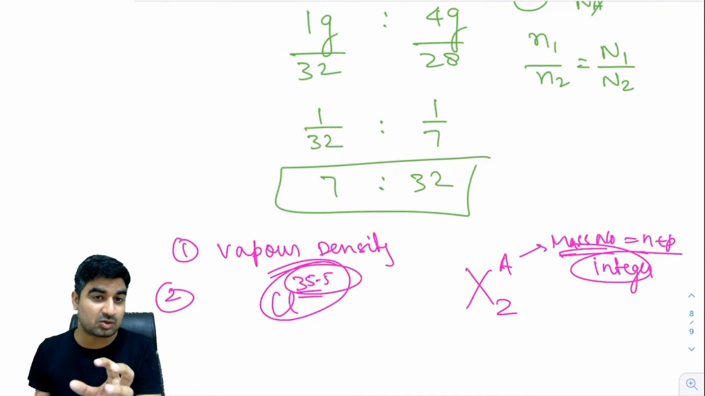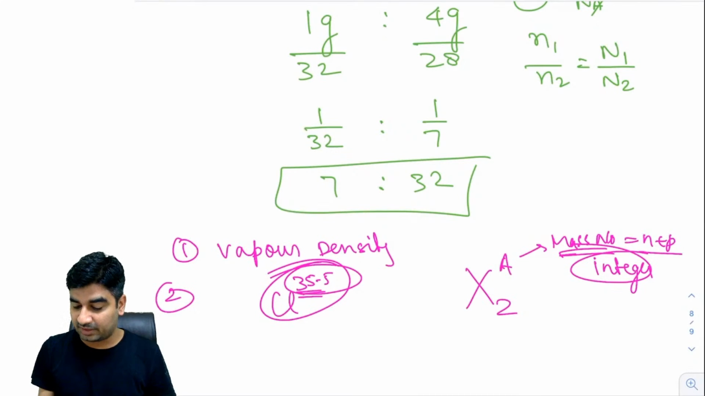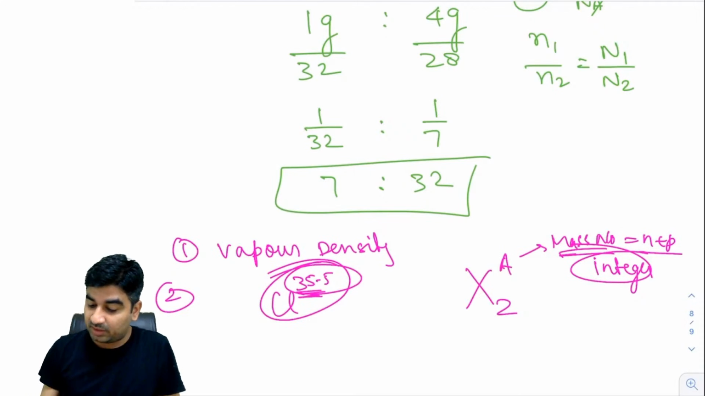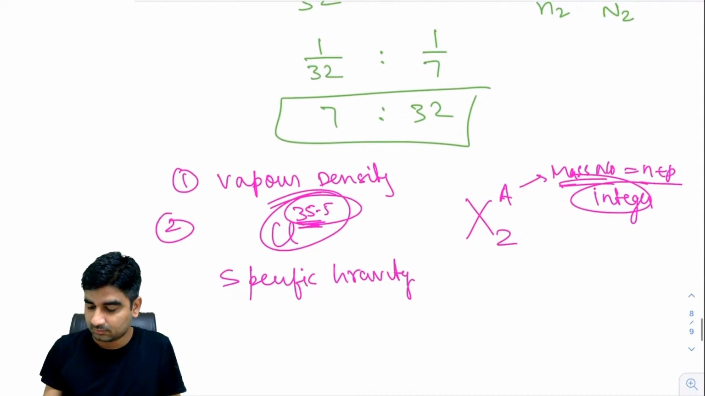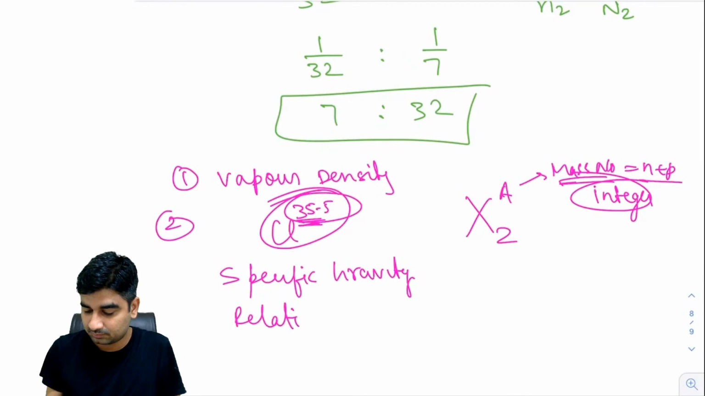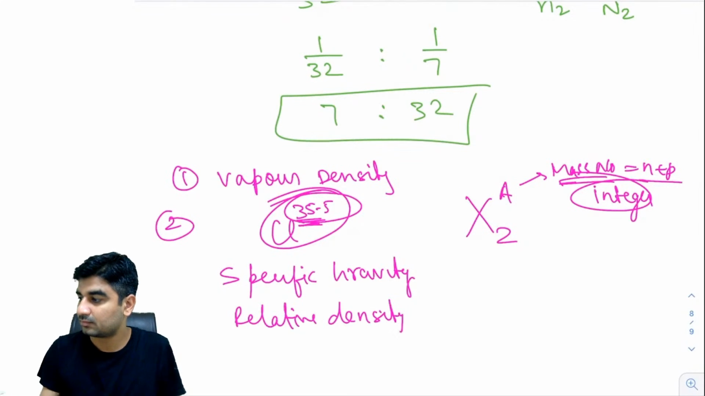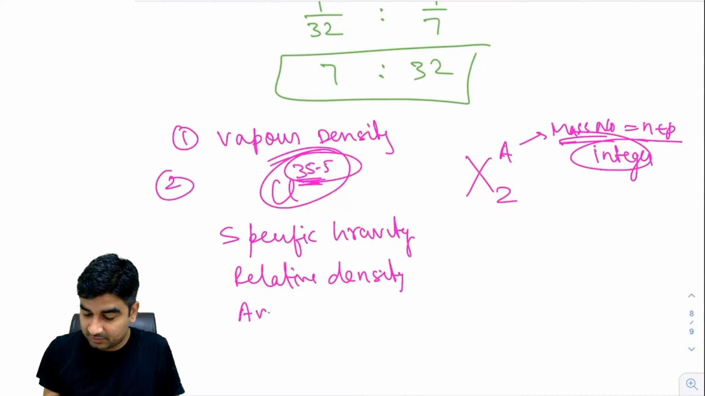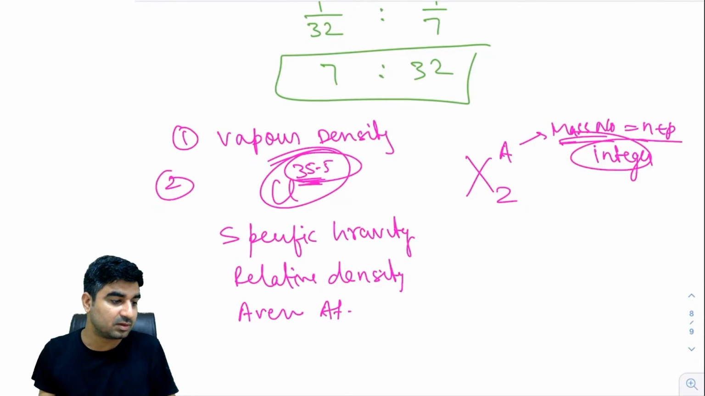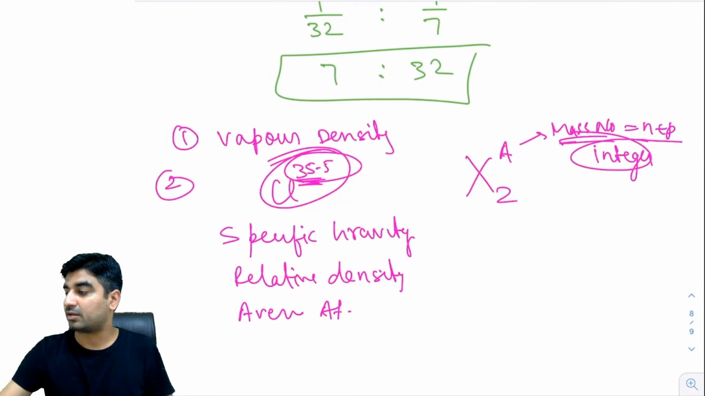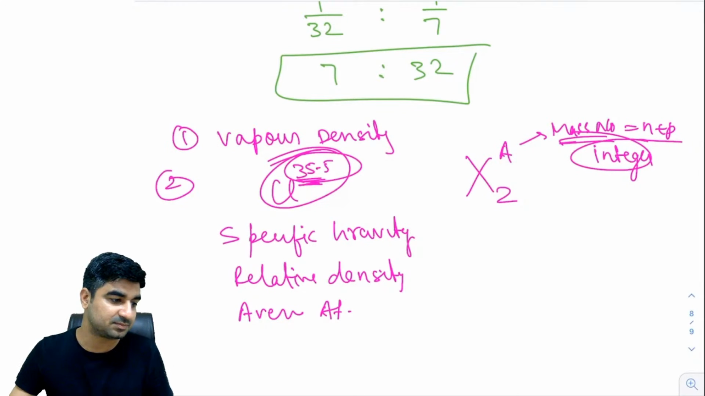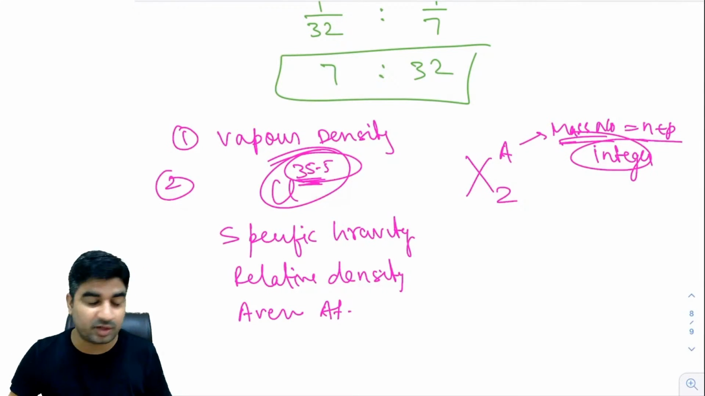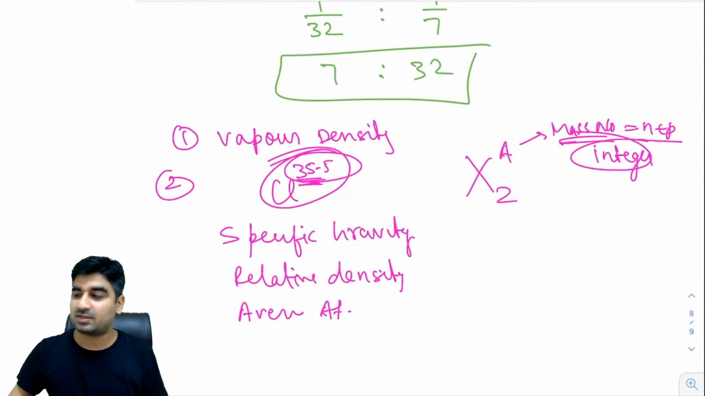So tomorrow I am going to discuss all these conceptual points. Why do we take this as a fraction? What is specific gravity? What is relative density? And then finally, average atomic mass. Yes, we are going to take all these things and then we will solve some very good problems over that. So tomorrow's class is going to be really very interesting. As you have seen today, the quiz was really very good, and tomorrow I am going to take that class.